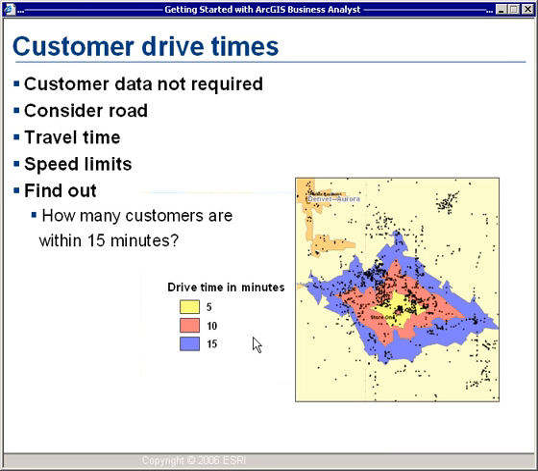Again, no customer data required. The underlying street network and attributes on those streets, like speed limit, are used to calculate these drive time rings. These are very useful because then you can answer questions like, how many customers do I have within 15-minute drive time? How many customers do I have that come from more than 15-minute drive time away? So here you're defining a trade area or a region around a store that has some influence, and then you analyze your customers inside that trade area.